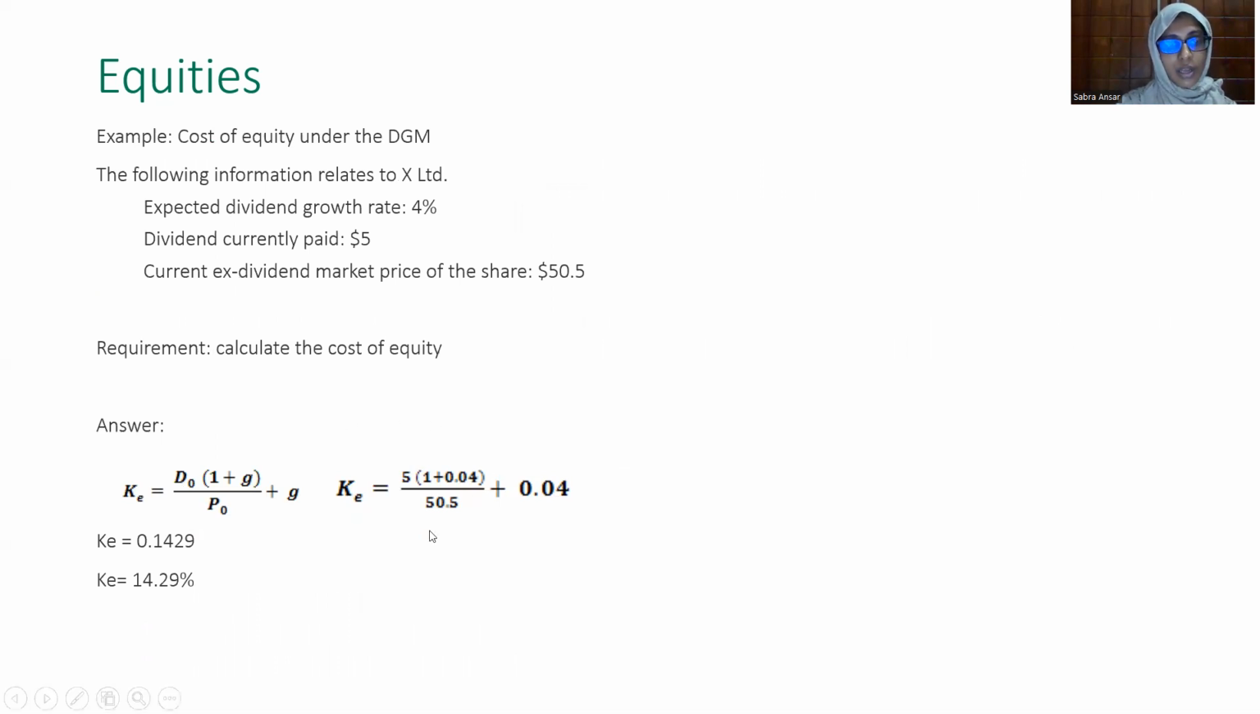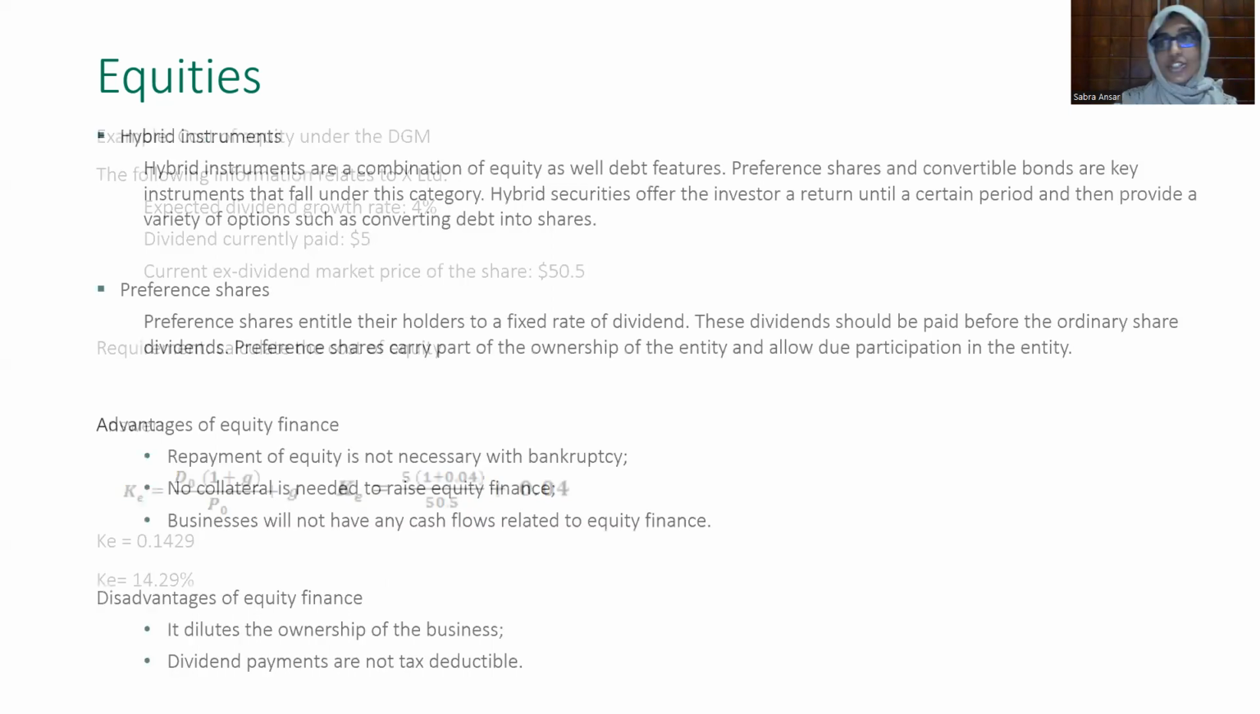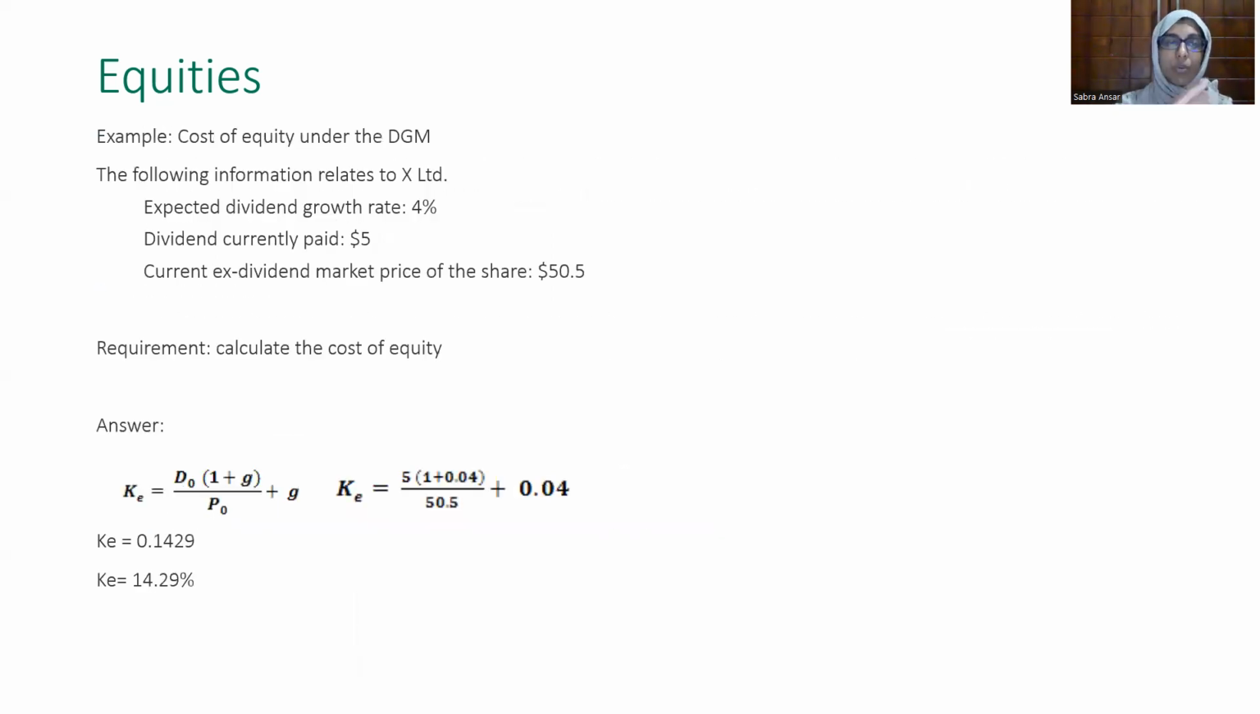When we calculate this, you get a KE of 0.1429. When we consider this as a percentage, it becomes 14.29%. So accordingly, the cost of equity here is 14.29%. I hope you understood. This is basically how we calculate the KE based on the dividend growth model.